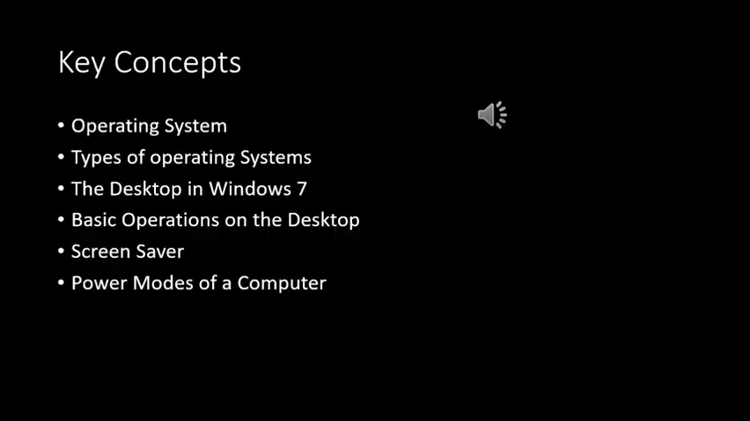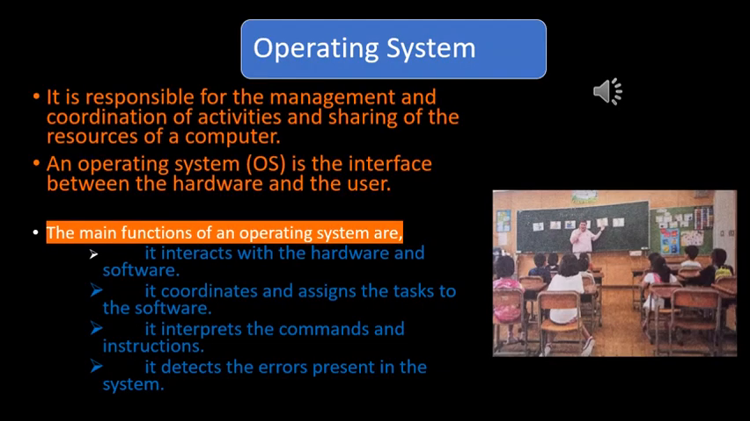The main key concepts of the second chapter, a GUI operating system, are operating system, types of operating systems, the desktop in Windows 7, basic operations on the desktop, screensaver, and power modes of a computer. Operating system.